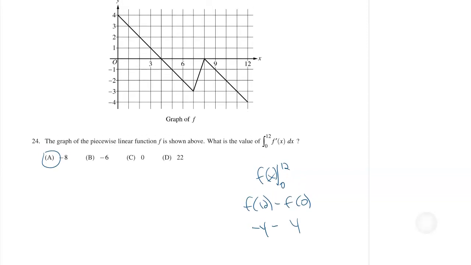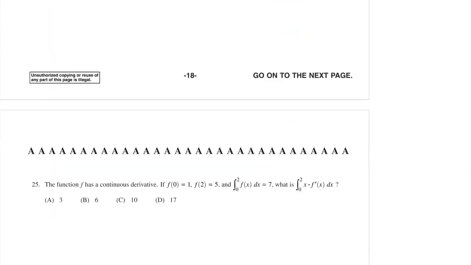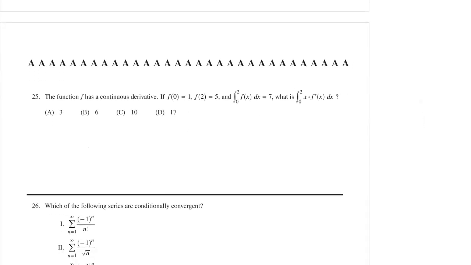Trying to think if there's any great way to understand this. I'm not going to try to come up with one. I want to try to finish by 15 minutes. All right, number 25. Ooh, 25. Oh, this one. Yeah, I got this question over the weekend.